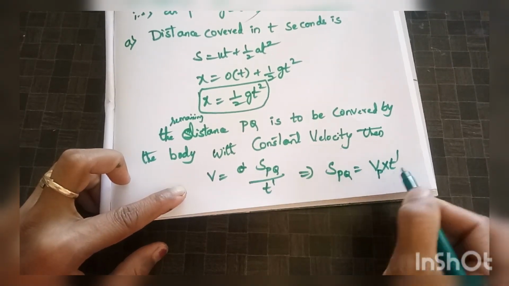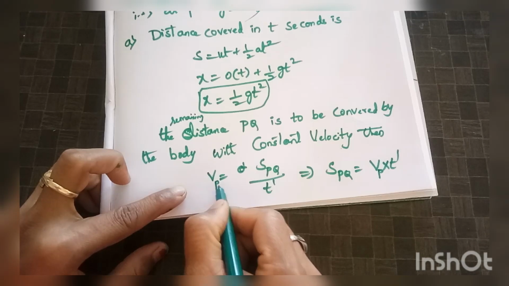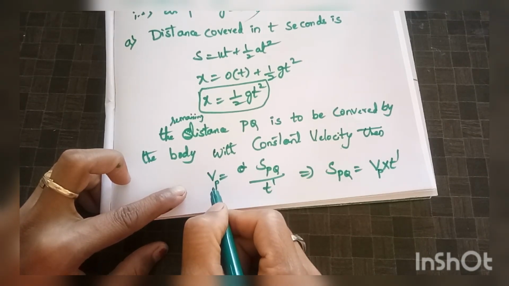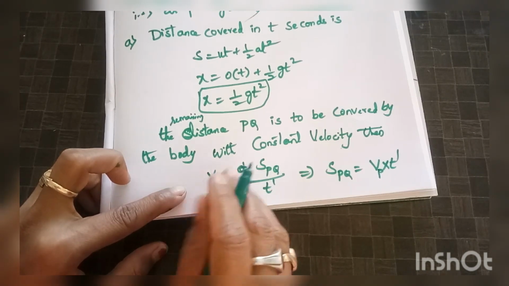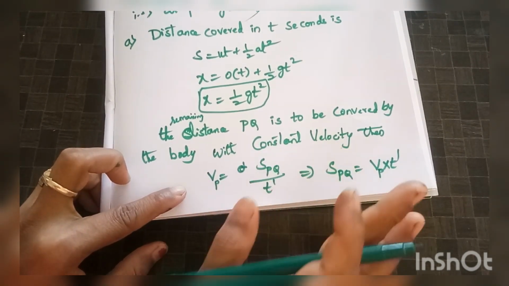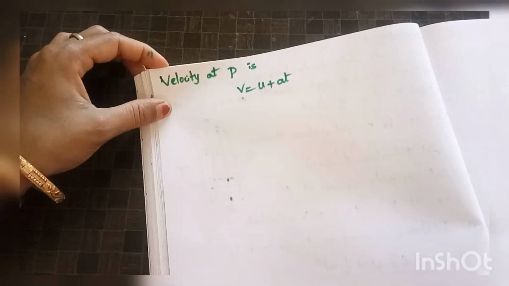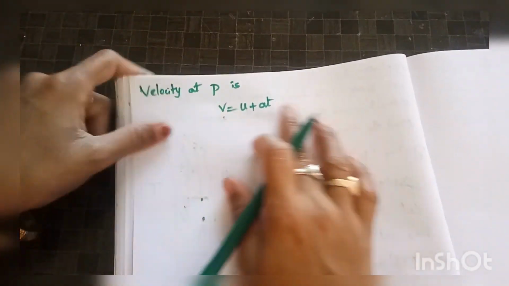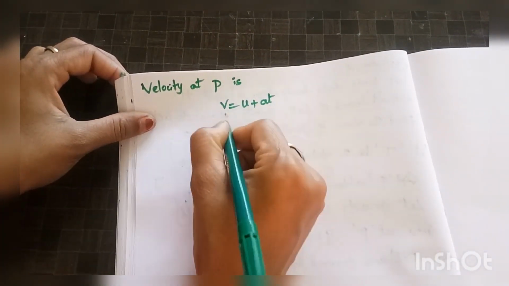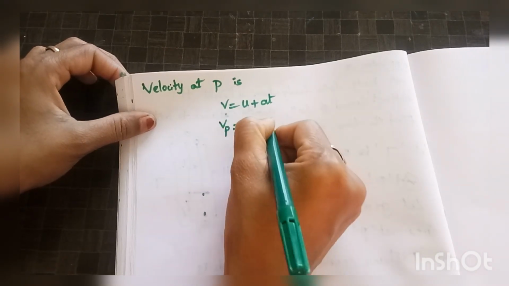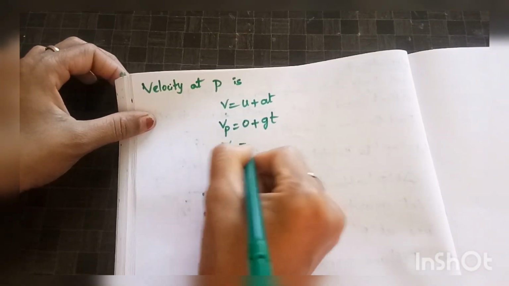V_P. Why am I taking V_P? V_P means from point P, the object moves with a constant velocity to reach the ground, that is, point Q. At point P, what will be the velocity? The velocity at P is V equals U plus at, so V_P equals U, which is 0, plus gt. So V_P equals gt.